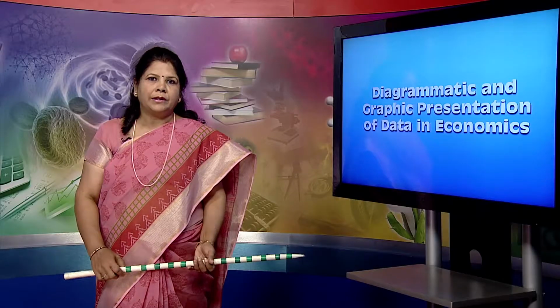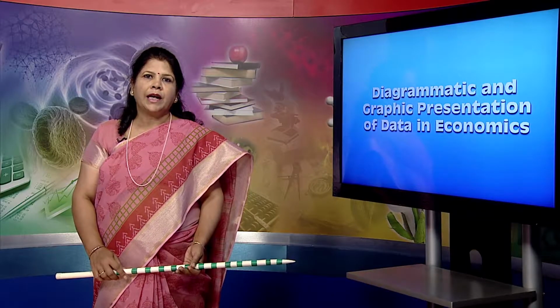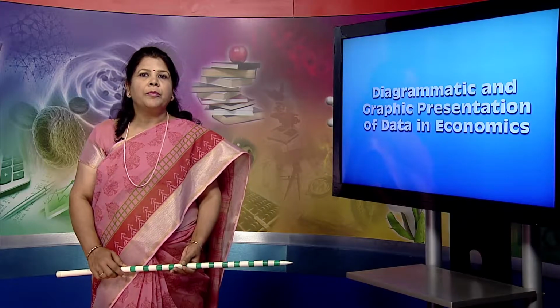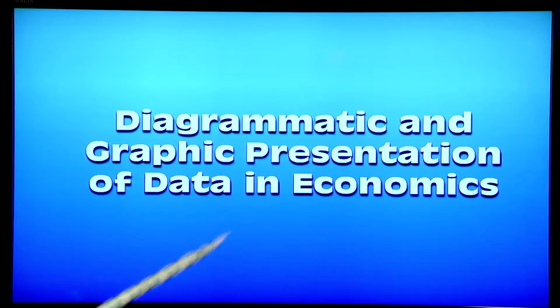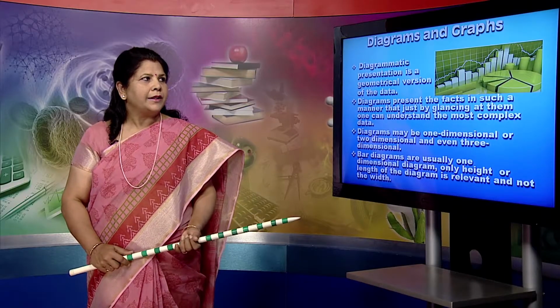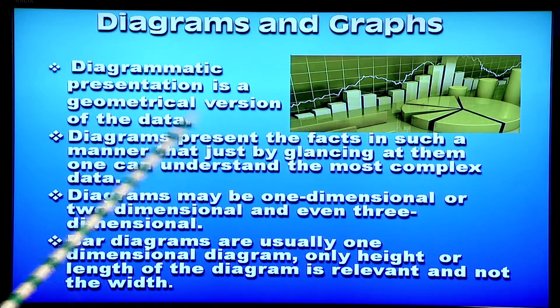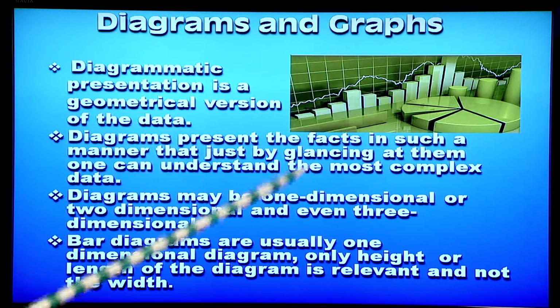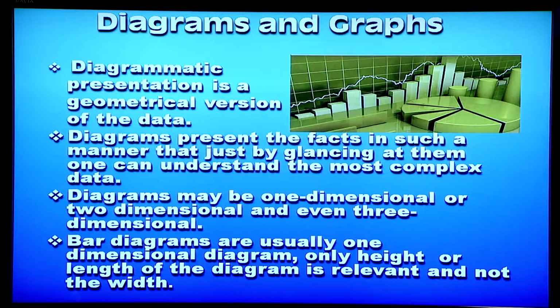Once we have put data in a classified manner or in a tabular form, we need to present data in a diagrammatic and graphic presentation. Let us understand a few of these diagrammatic presentations. Diagrammatic presentation is a geometrical version of the data. As we can see, there are bars, there is a line graph, there is a pie chart. All these are diagrams and graphs.